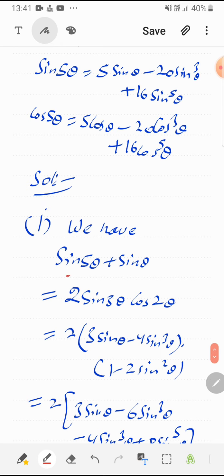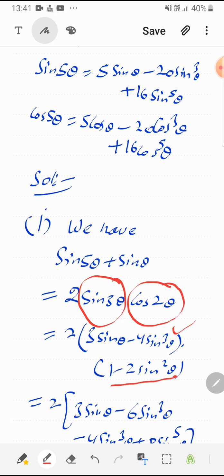I am starting with sin 5 theta plus sin theta. So sin C plus sin D means 2 sin (C plus D) by 2 cos (C minus D) by 2, which gives 2 sin 3 theta cos 2 theta. After that sin 3 theta is a standard result. I have put the value of sin 3 theta here, and out of many values of cos 2 theta I am using the value which is having only sin theta, that means 1 minus 2 sin square theta.